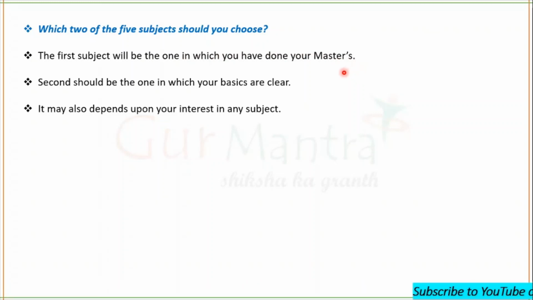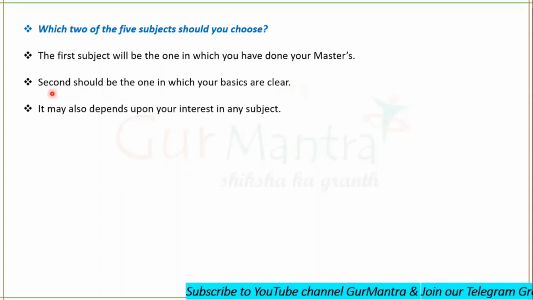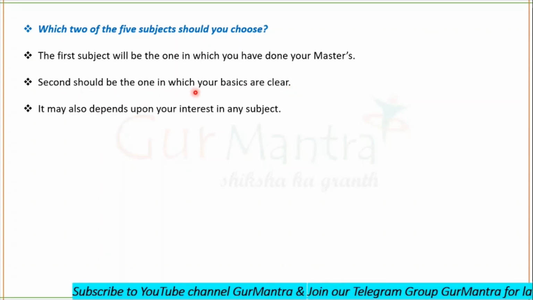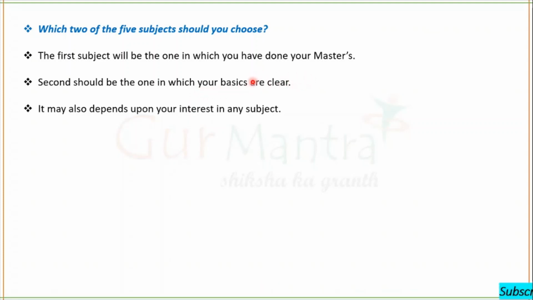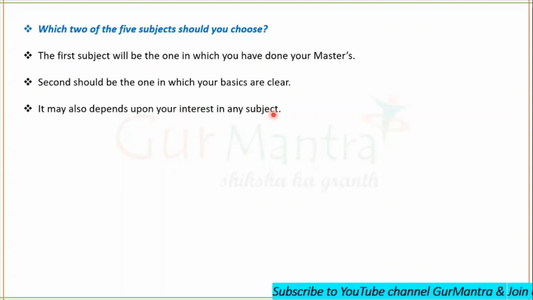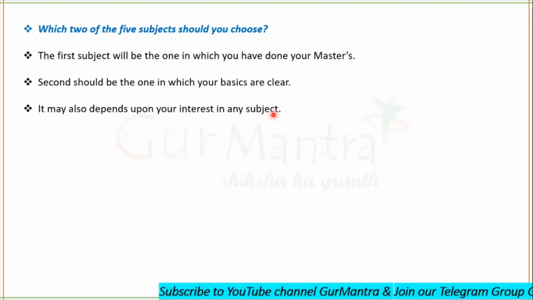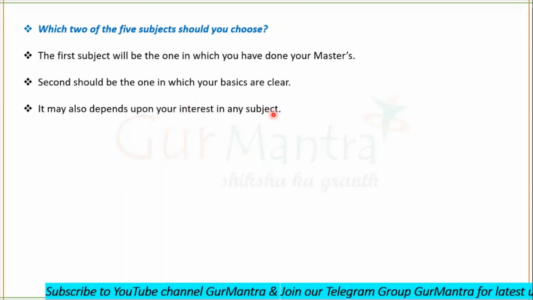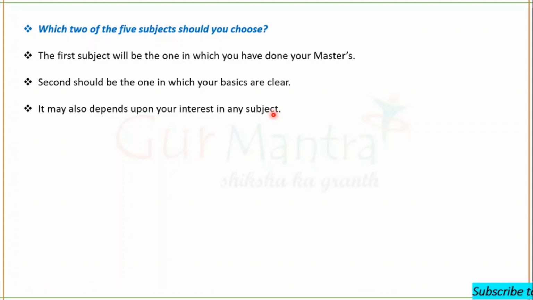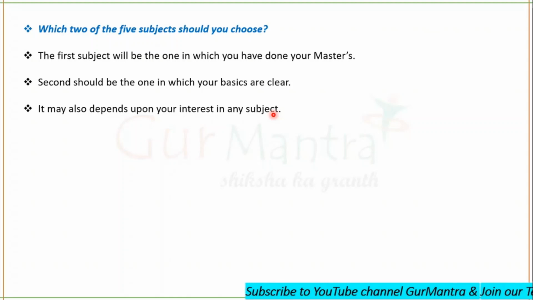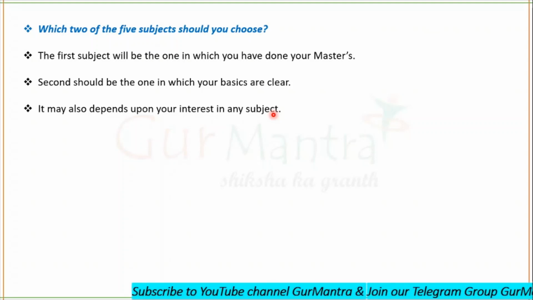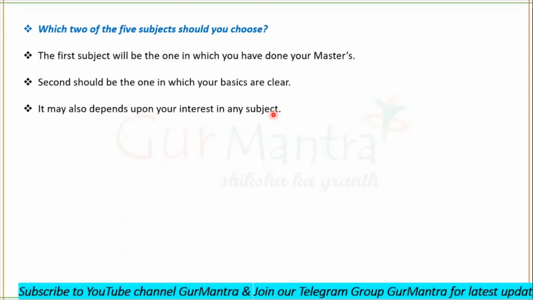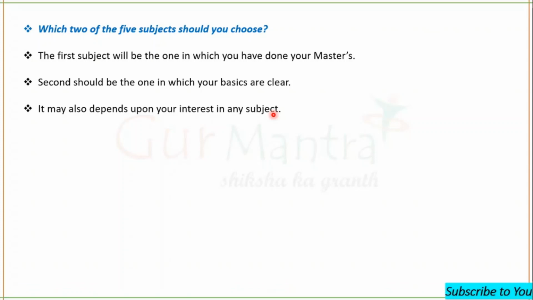And the second, which one should be the second? The second one should be the one in which your basics are clear. It may also depend upon your interest in any subject. Like if you're a zoology student and not interested in botany, rather you're interested in microbiology, go for it. But the thing is that your basics should be clear about microbiology, botany, or zoology.